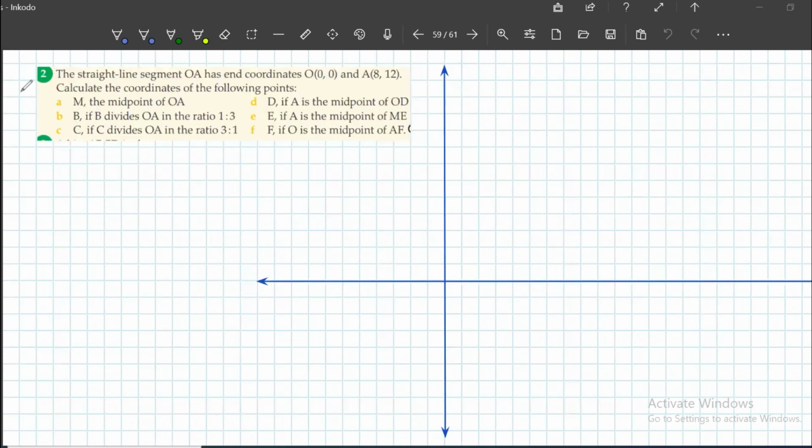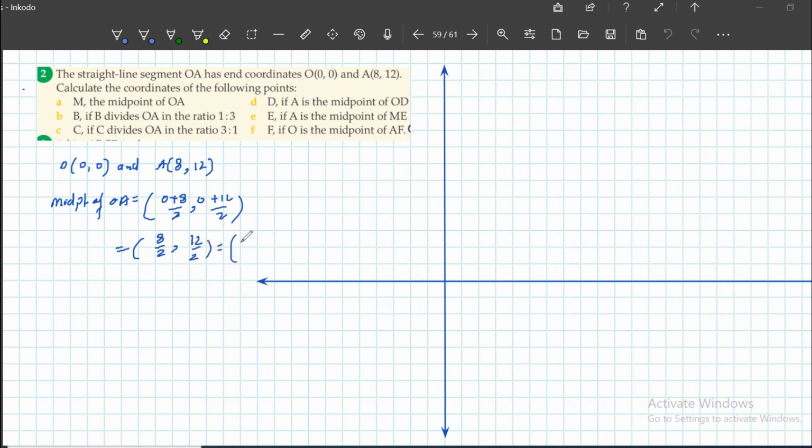The next question: the straight line segment OA has coordinates O and A, where the end point is 8 units right and 12 units up. The first part relates to the midpoint of OA. Calculate the coordinates of the following points. We can find the midpoint of OA, which is 0 plus 8 over 2, 0 plus 12 over 2. This gives us 8 over 2, 12 over 2, which is equal to 4, 6.